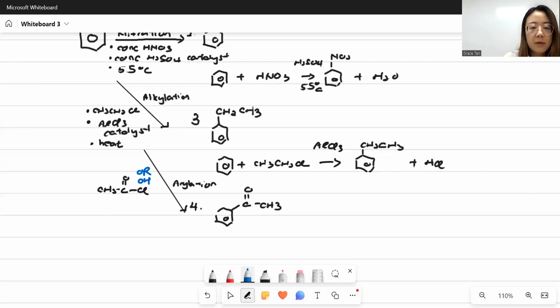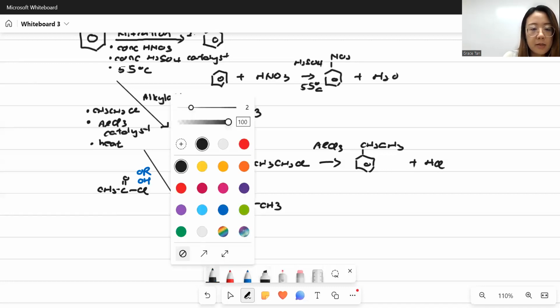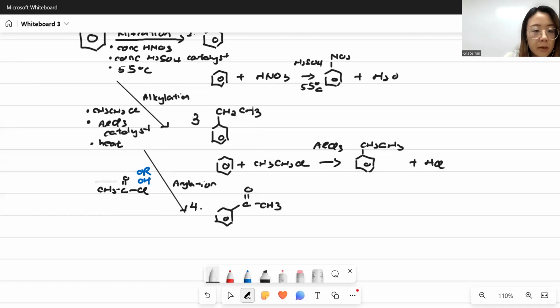Which part is the one that's going to be attached onto the benzene ring? A lot of students will make mistakes over here. The part that you're attaching is actually this one, the acyl group. I put gray color here. You are attaching this particular part. Yeah, this part.